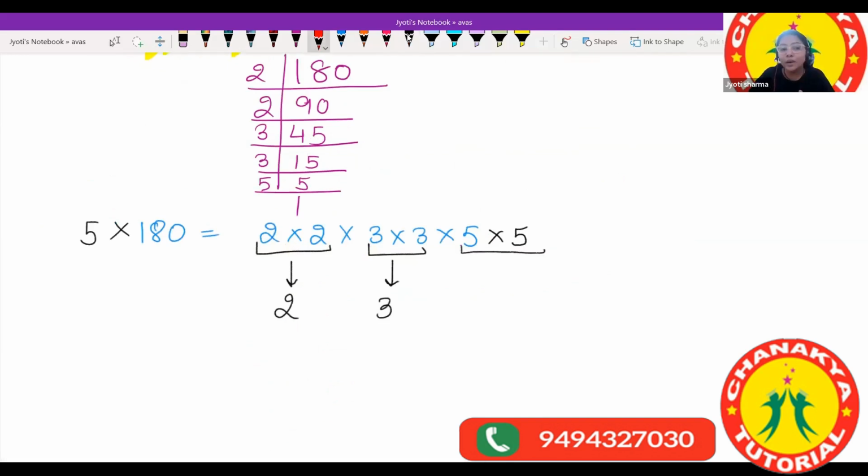And what is the new number you got? That is 900. And the square root of your 900 is 2 into 3 into 5, which is 30. Understood? Gautam Krishna, 540 and 30. Not correct.